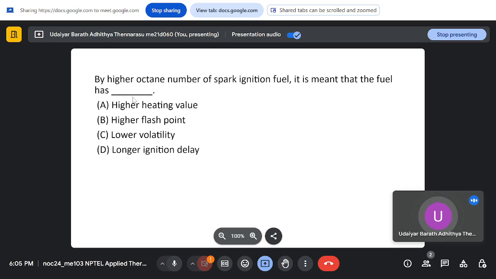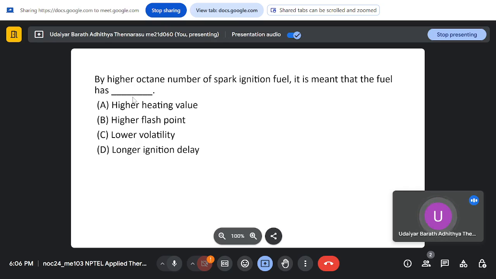Next: by higher octane number of spark ignition fuel, it is meant that the fuel has A, higher heating value, B, higher flash point, C, lower volatility, D, longer ignition delay. Here there are four criteria given, and we need to find which signifies a higher octane number.